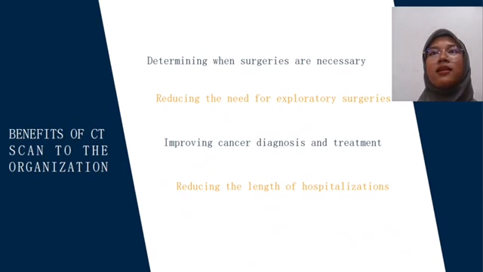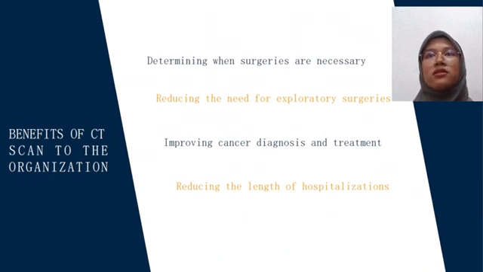CT scan can help an organization in various ways, such as determining when surgeries are necessary. A CT scan can determine when surgeries are necessary by providing clear and specific information on the location, size, and shape of the target area, such as a tumor, infection, or blood clot. This can help the doctors decide if the condition can be treated with other methods such as medication, radiation, or if surgery is the best option.